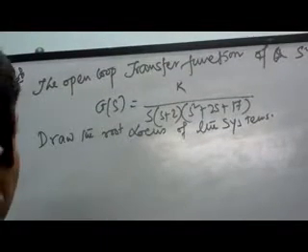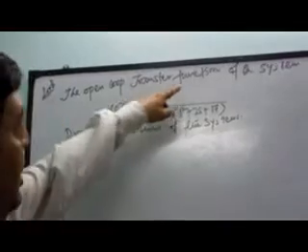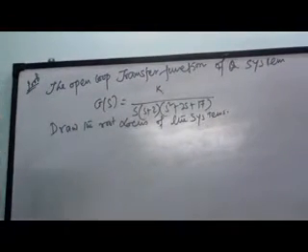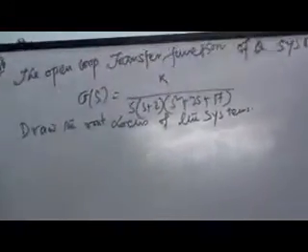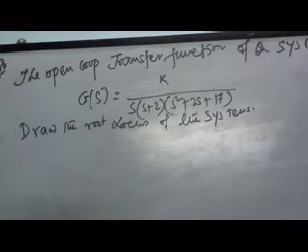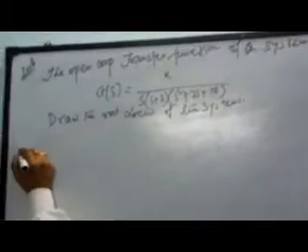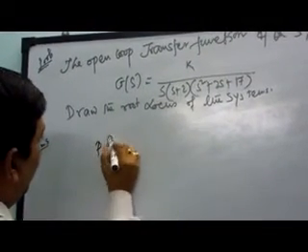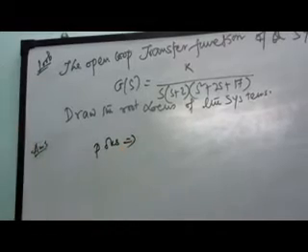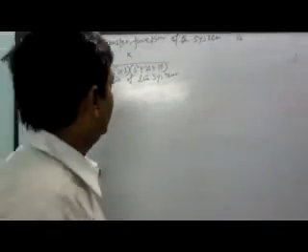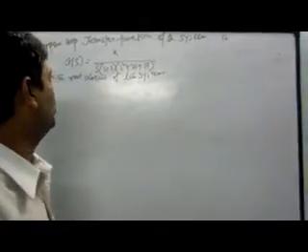Let's start with the problem. The open loop transfer function of a system is G(s) equal to K divided by s into (s plus 2) into (s square plus 2s plus 17). Draw the root locus of the system. So now let us try to solve the problem. First of all, poles and zeros. Let me clarify the poles and zeros of the system.